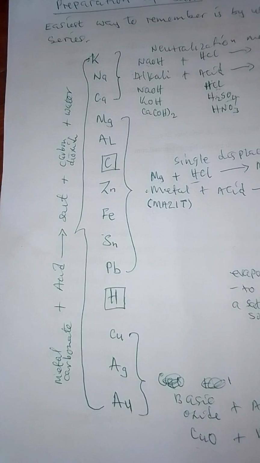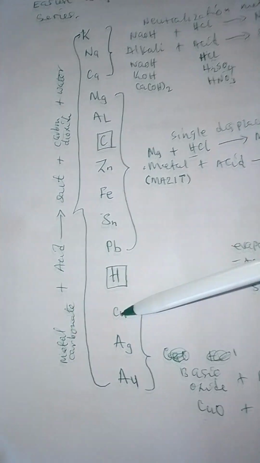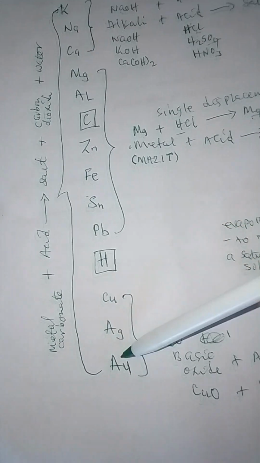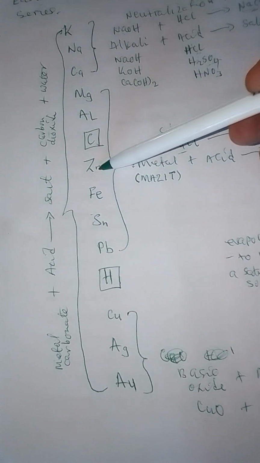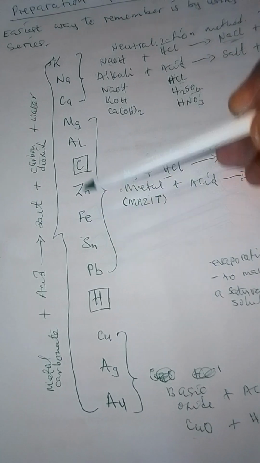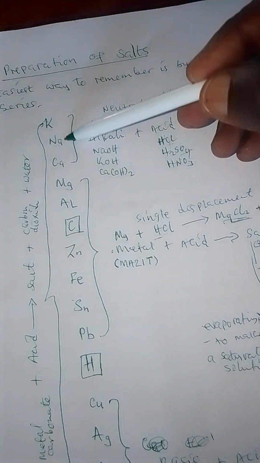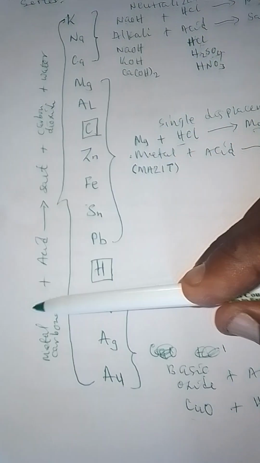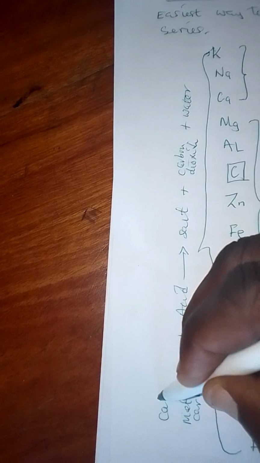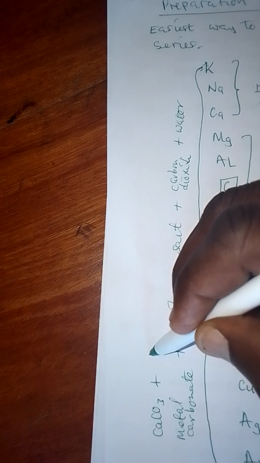It doesn't select. You can use it for any metal, meaning that the metal carbonate that you use can be copper carbonate, silver carbonate, gold carbonate, it can be zinc carbonate, iron carbonate, tin carbonate, lead carbonate, it can be aluminium carbonate, magnesium carbonate, calcium carbonate, sodium carbonate, potassium carbonate. So long as it is any carbonate, you add it with acid. For instance, I will start with the calcium carbonate here, plus maybe nitric acid.